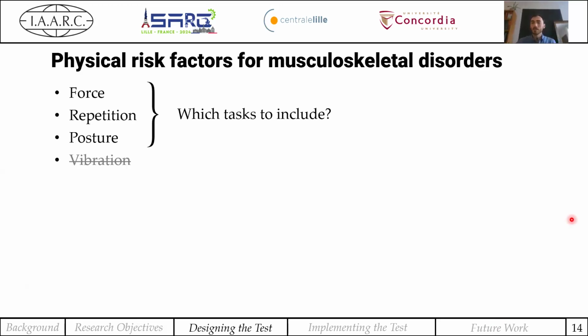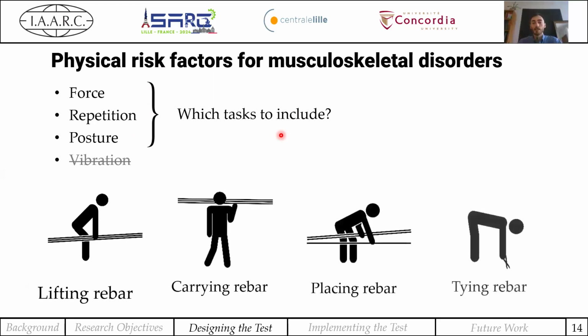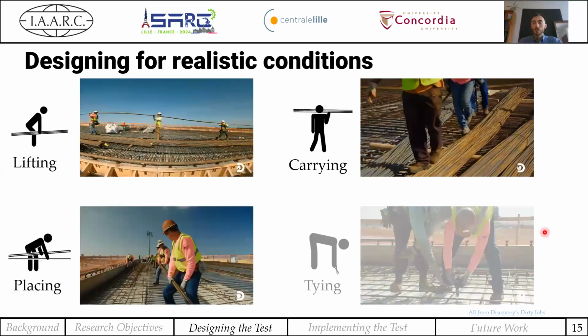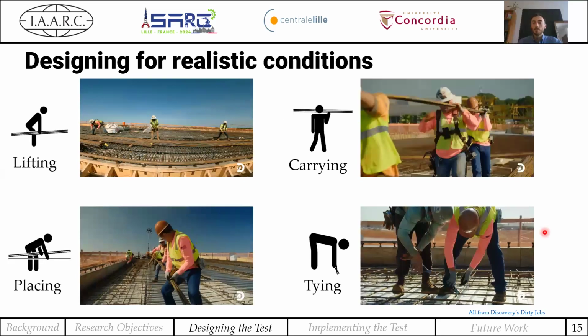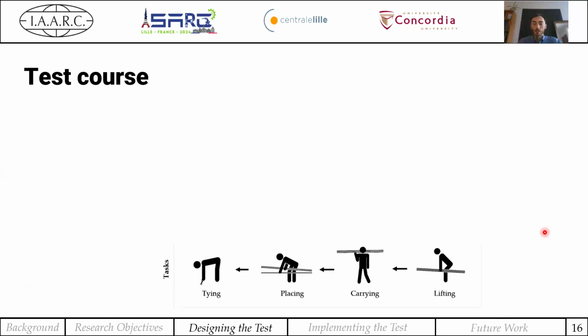So we designed our test based on 3 of the 4 fundamental ergonomic risk factors, which are force, repetition, and posture. So based on these risk factors, these exist in the very common tasks of lifting, carrying, placing, and tying rebar. We looked at video evidence, and we consulted with experienced rebar instructors to verify that the conditions of our test were realistic. The design of the test course, in which the 4 tasks are to be performed, looks like this.